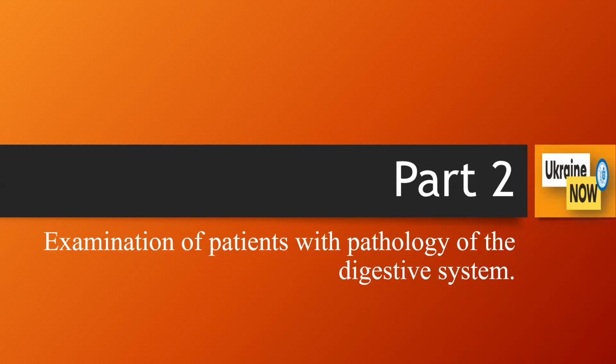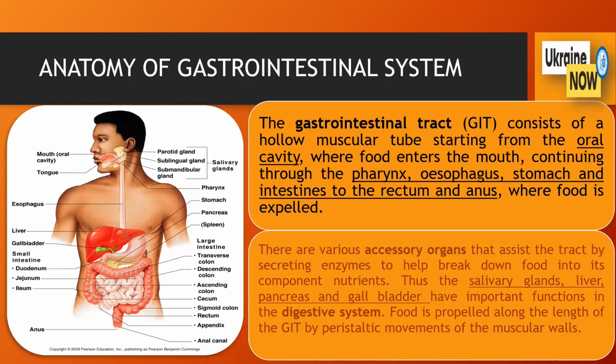Next part of our lecture is examination of patients with pathology of the digestive system. So the gastrointestinal tract consists of a hollow muscular tube starting from the oral cavity where food enters the mouth, continuing through the pharynx, esophagus, stomach, and intestines to the rectum and anus where food is expelled.